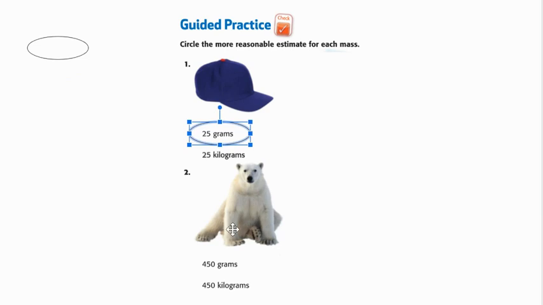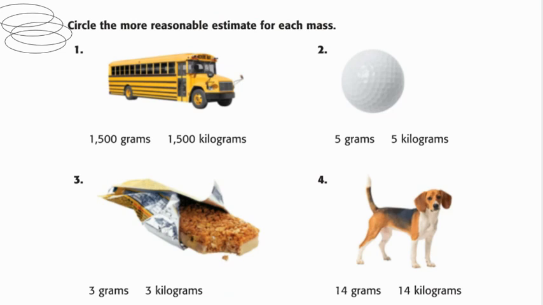Now, for the polar bear, I really can just knock off grams right away because you wouldn't use grams for a polar bear. That is a very big bear. So I'm going to say that it's about 450 kilograms. It's a big boy. Circle the more reasonable estimate for each mass. So 1,500 grams or 1,500 kilograms. Grams does not make sense for a heavier object. So we're going to use kilograms.